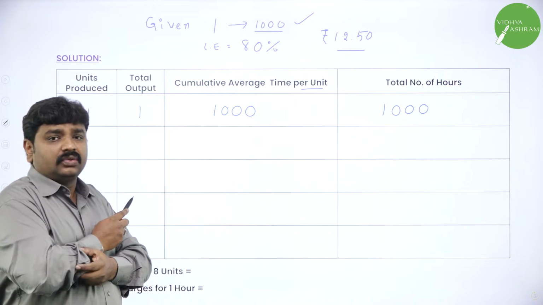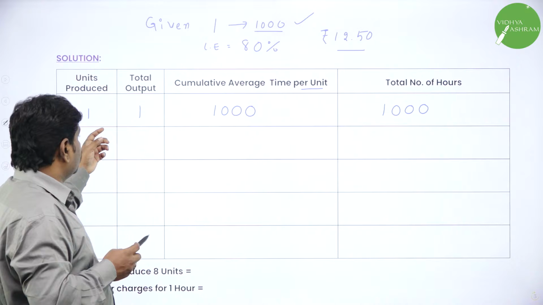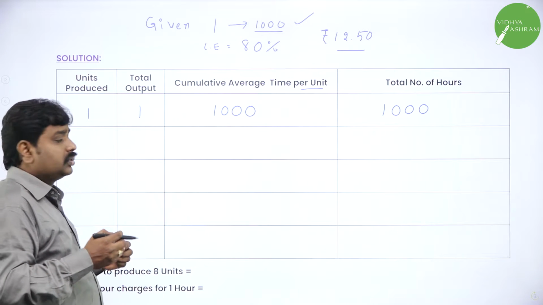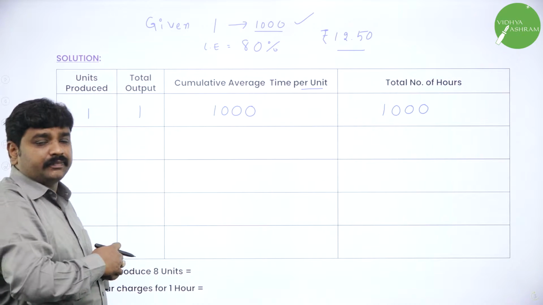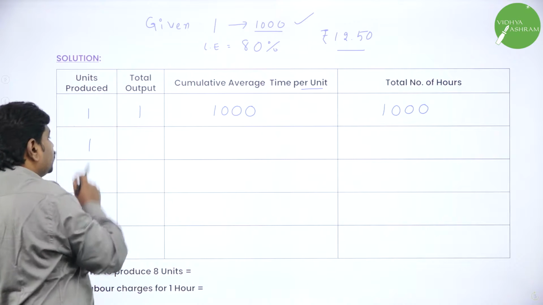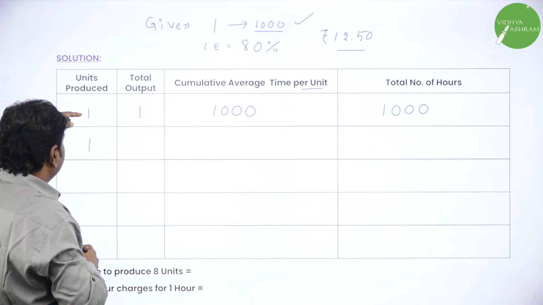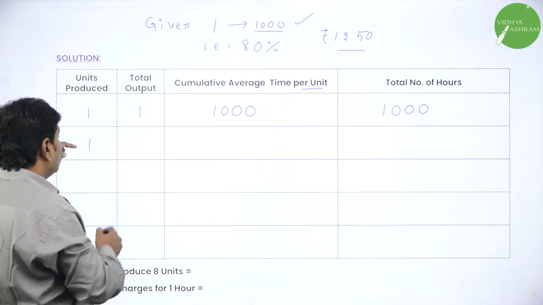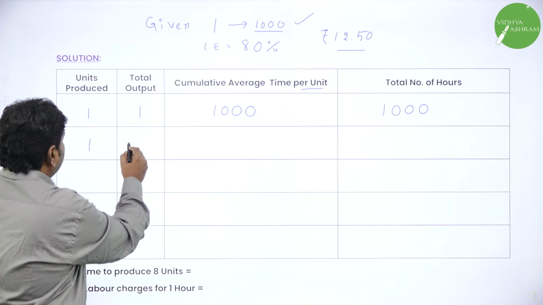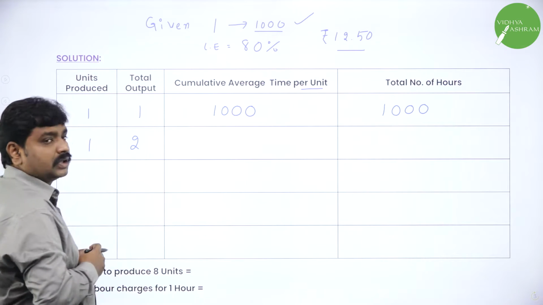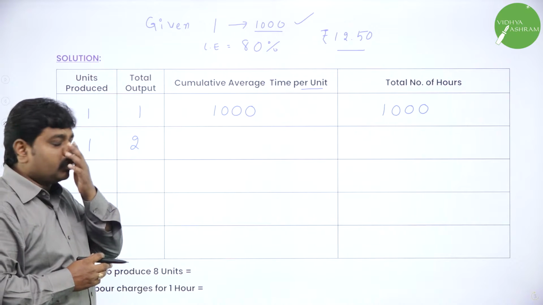Then what you should do? Now for total units produced, I will produce one more unit. Already I had 1 unit, now I am producing 1 more unit. Total number of units, 1 plus 1, these two you should add, and this is 2 units. To produce the second unit, what is the time taken?